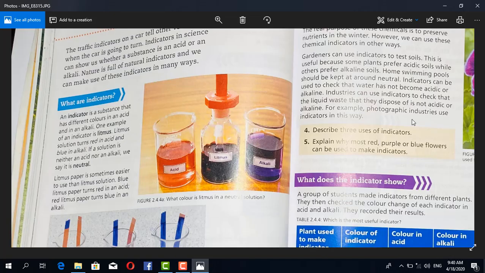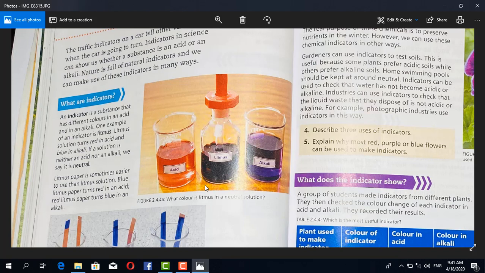Okay, so here the indicators are substances or dyes that have different colors. We use them to detect whether a substance is an acid or an alkali. For example, here we've got natural ones, and we've got the most common indicator of all, called litmus solution, which turns red in acid and blue in alkali, as you can see over here.